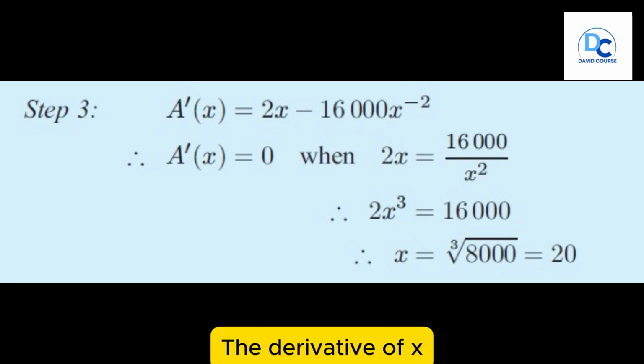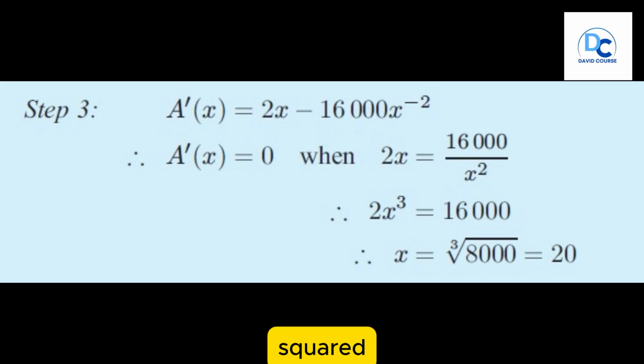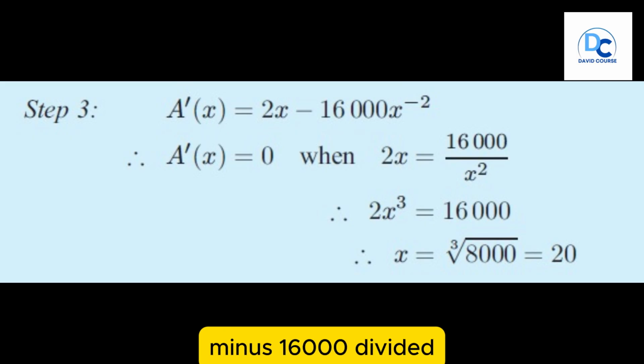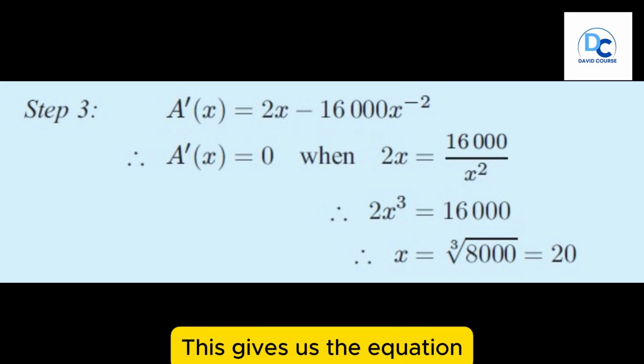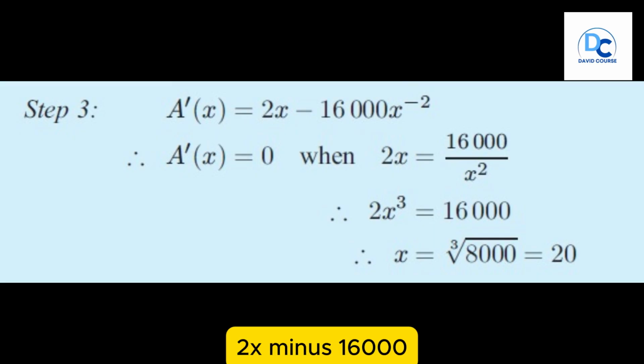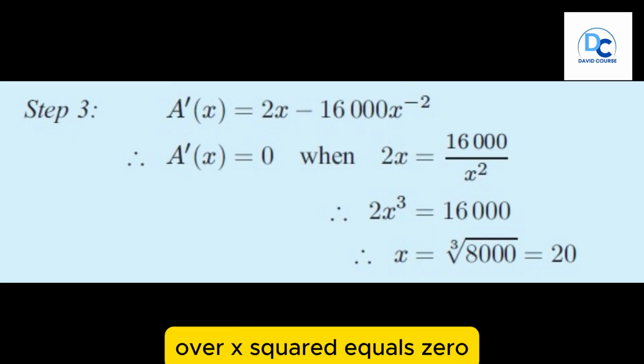The derivative of x squared is 2x. The derivative of 16,000 over x is negative 16,000 over x squared. So our derivative A prime of x is 2x minus 16,000 divided by x squared. To locate the minimum point, we set this derivative equal to 0. This gives us the equation 2x minus 16,000 over x squared equals 0.